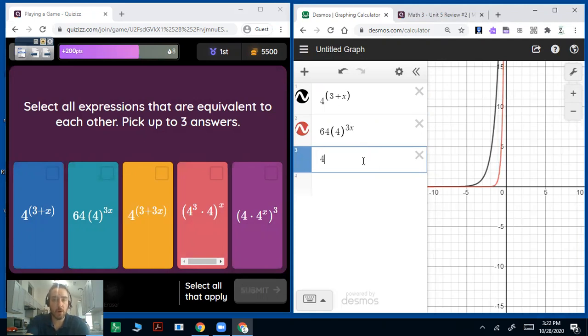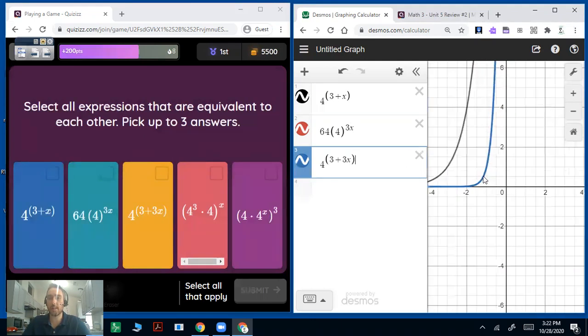And let's do 4 raised to the 3 plus 3x. Now you might notice that a new graph has not been drawn, but rather the second one was simply overlapped, which means these two are the same expression, just written differently. If you look at the fourth one, that's parentheses 4 to the 3rd power times 4 raised to the x power. That put a new graph over here, so that's different than these two, and that's different, obviously.